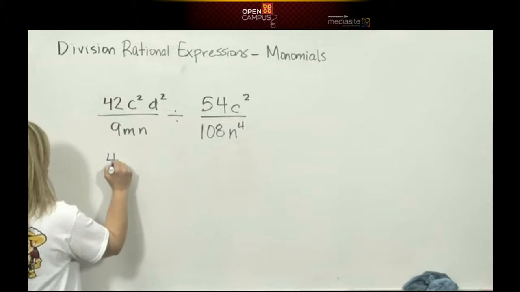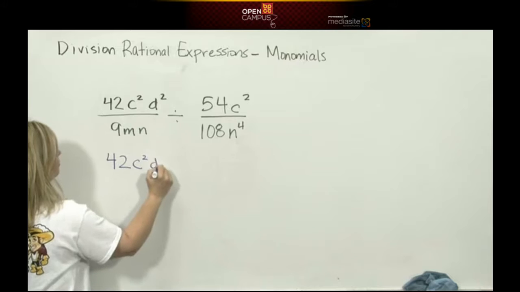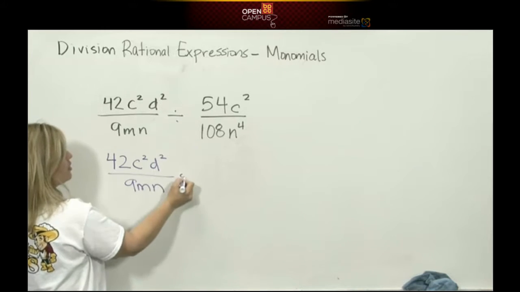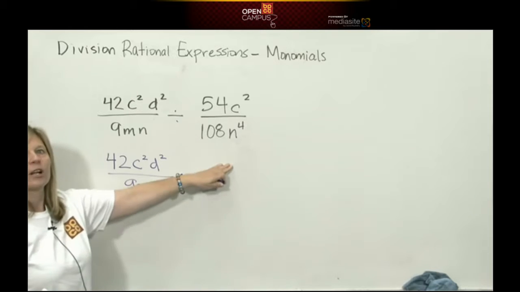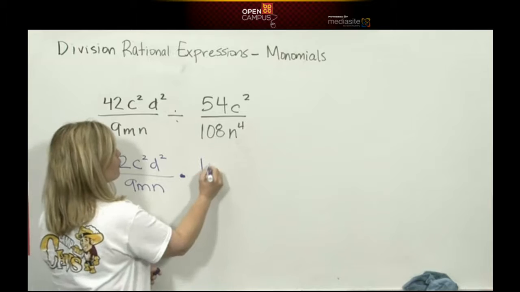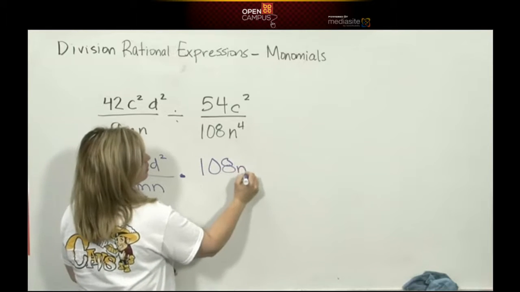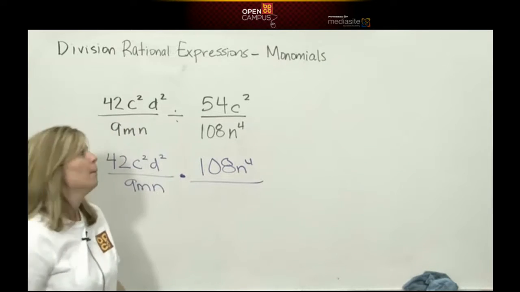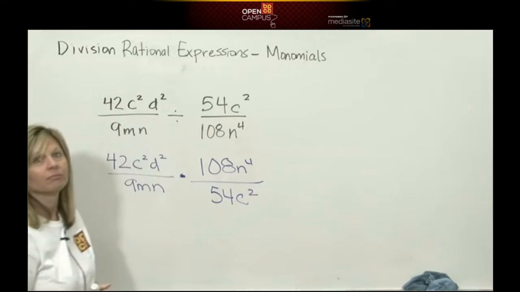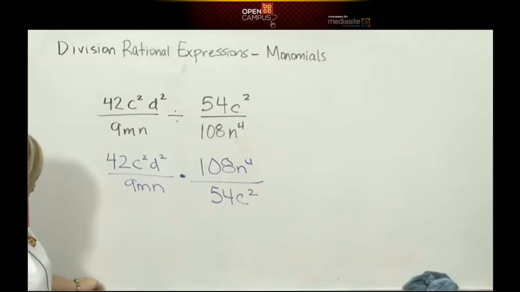So your first fraction stays put, so I'll rewrite it. Then we're going to change division into multiplication, and we're going to take our second fraction and flip it. The correct word for flip is reciprocal from elementary school, but in algebra we call this the multiplicative inverse. All right, now it's rewritten.